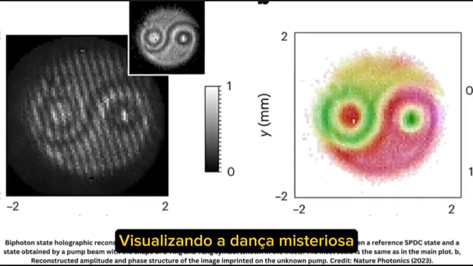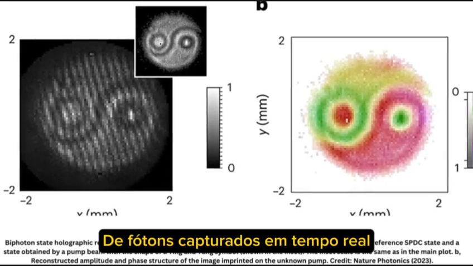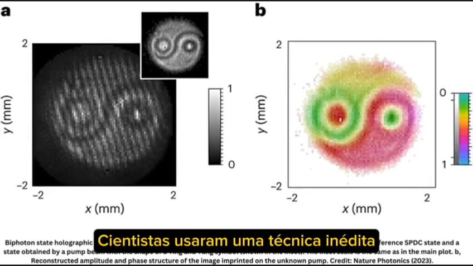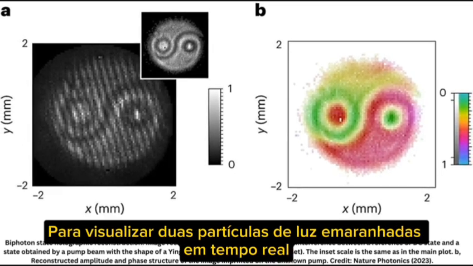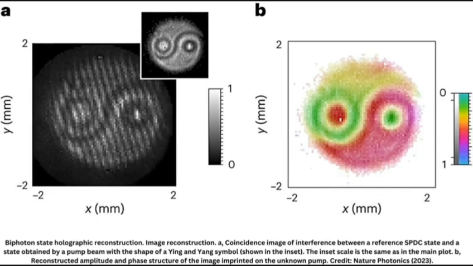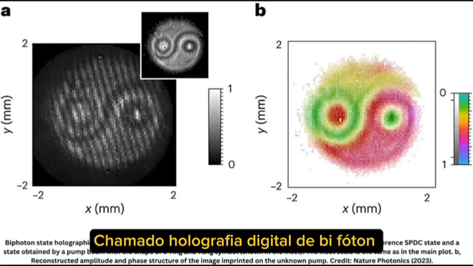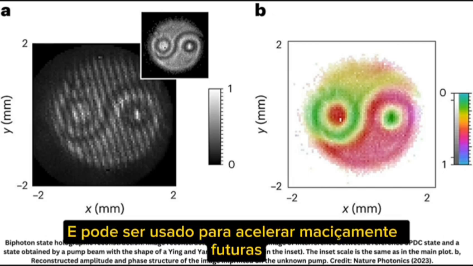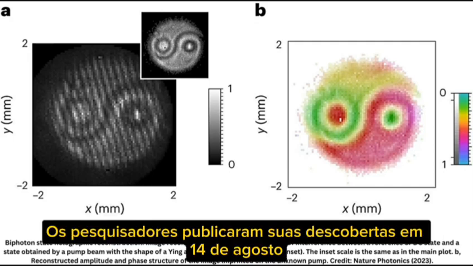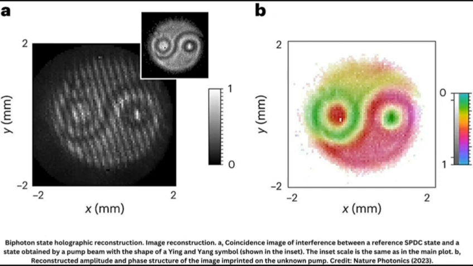Visualizing the mysterious dance, quantum entanglement of photons captured in real time. Scientists have used a first-of-its-kind technique to visualize two entangled light particles in real time, making them appear as a stunning quantum yin-yang symbol. The new method, called biphoton digital holography, uses an ultra-high-precision camera and could be used to massively speed up future quantum measurements. The researchers published their findings August 14 in the journal Nature Photonics.